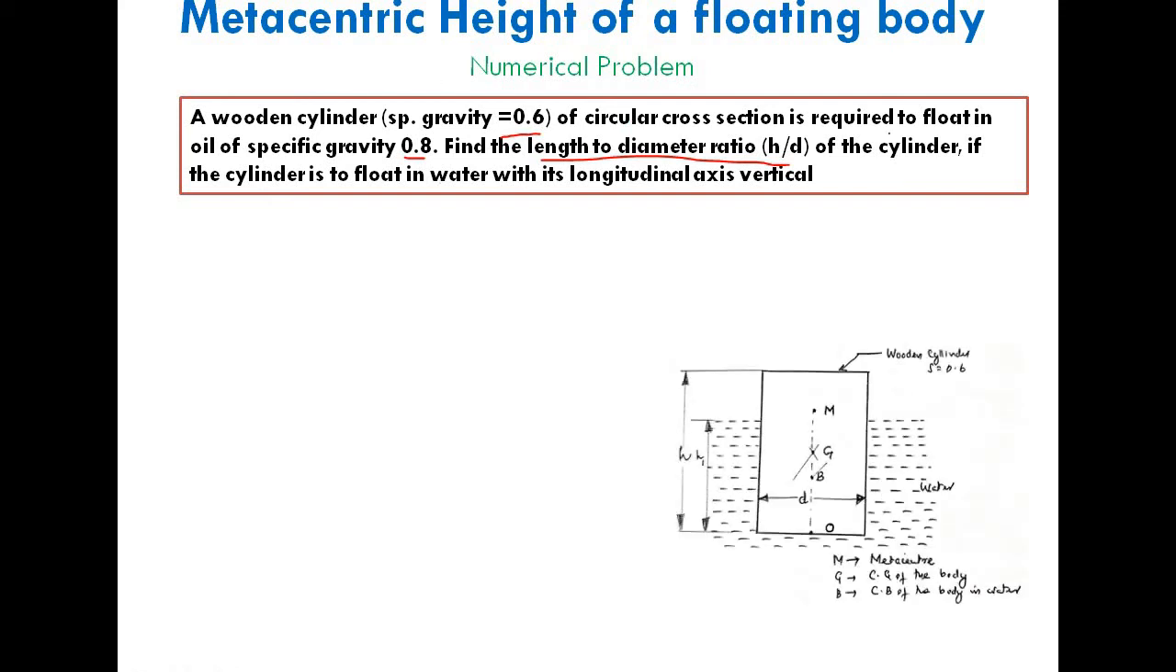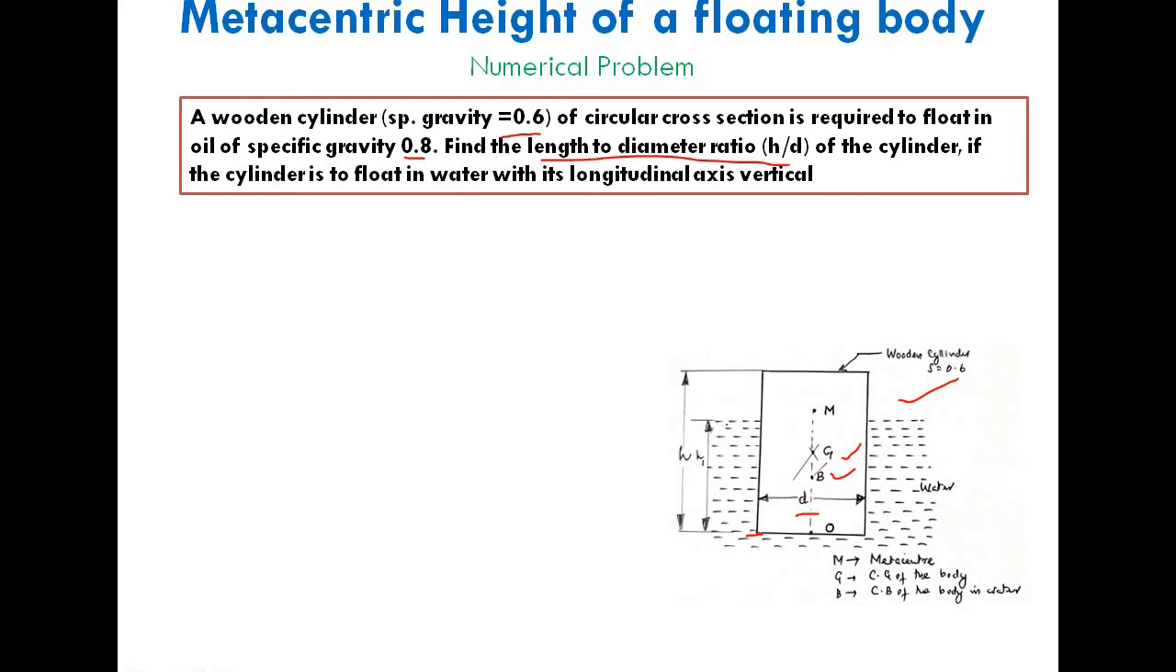So we'll try to sketch this arrangement. This is the cylindrical body, a wooden cylinder of circular cross section, and the height is h, the diameter is d. G is the center of gravity of that cylinder, and it is at a distance of h by 2 from the bottom, because h is the total height of the cylinder. B is the center of buoyancy while it is floating in oil. The center of buoyancy, as I already told, is the center of gravity of the immersed portion of that body in the oil.